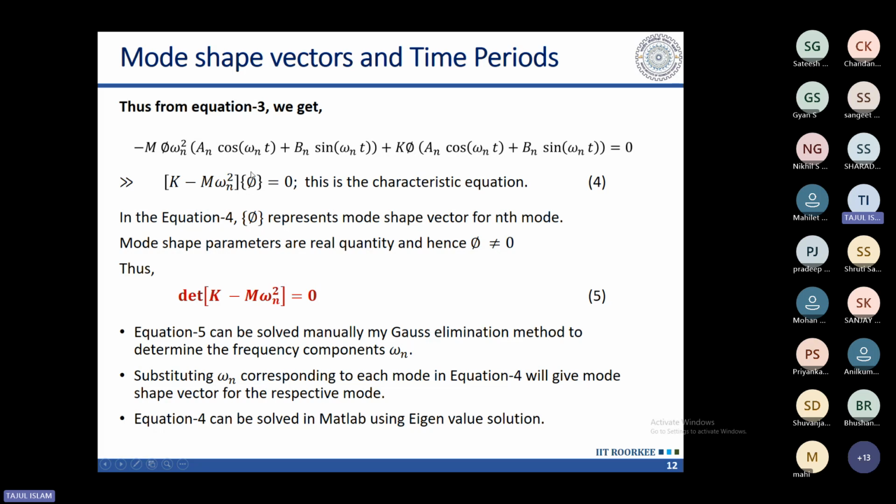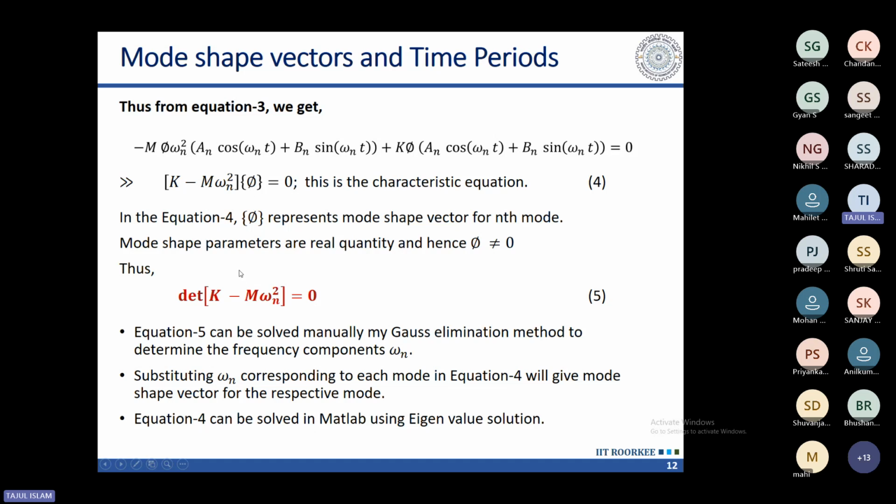Your mode shapes will be this one, and the time periods will be given by this omega. Omega will actually directly give you the frequency, but you can formulate frequency in terms of period also. So these are the 2 parameters we have to identify by solving this expression. First, we'll solve this expression, then we'll determine omega n, then omega n will be substituted here, then we'll determine phi.